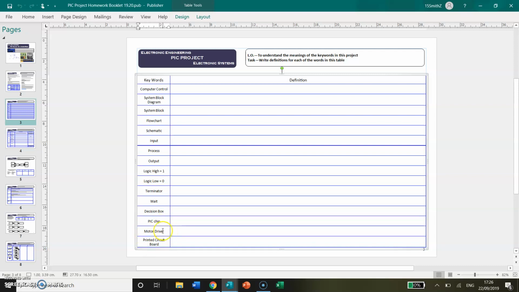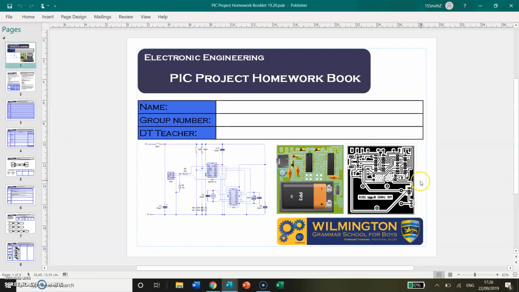A motor driver, this is often a chip which literally can be used to turn a motor on, cause the motor to turn clockwise or anti-clockwise, and give sufficient voltage and current to ensure the motor can turn. And finally, a printed circuit board. This is a mask for a printed circuit board. This is a real-world version of your printed circuit board, and it's the board that we've made for you to put the components on for your project to work.